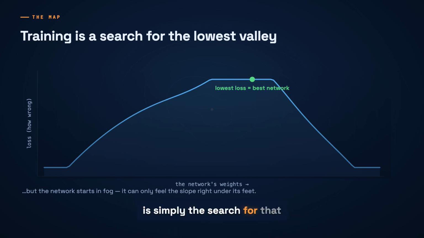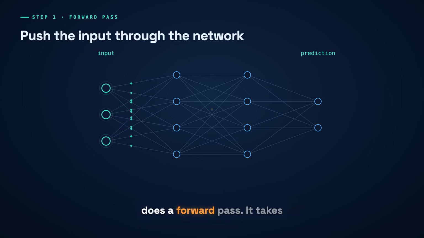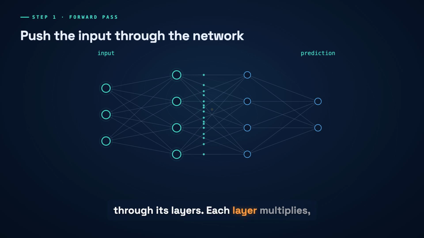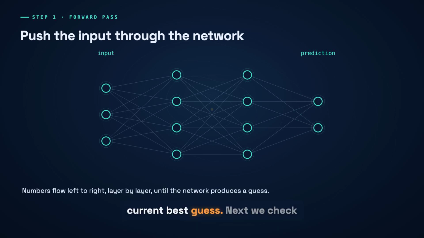The catch: the network is standing in fog. It cannot see the whole map. It can only feel the slope beneath its feet. To take one reading, the network does a forward pass. It takes an input, say the pixels of an image, and pushes those numbers through its layers. Each layer multiplies, adds, and reshapes the numbers, then passes them on to the next. By the time the signal reaches the far side, the network has produced a prediction. That is its current best guess.